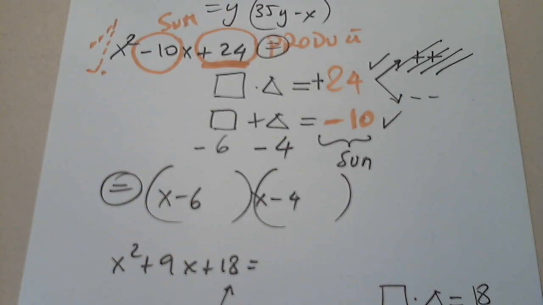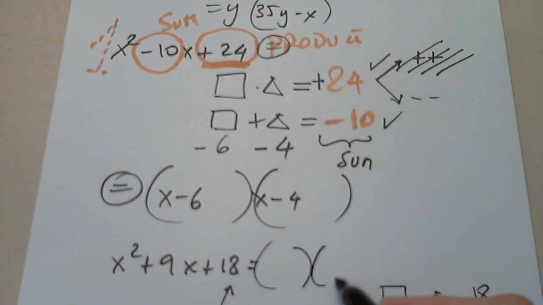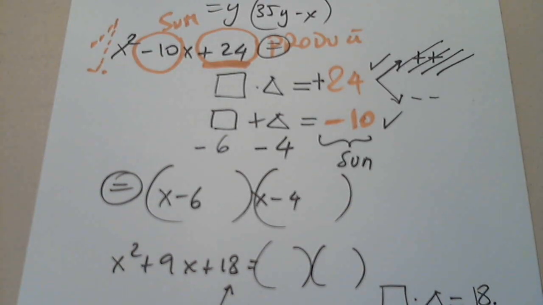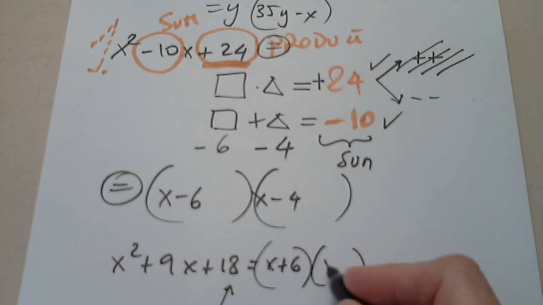Indeed, 6 and 3. So the product is positive, both have to have the same sign. Since the sum is positive, both have to be positive. So can anyone then give us directly the factored form? X plus 6, X plus 3. That's it.